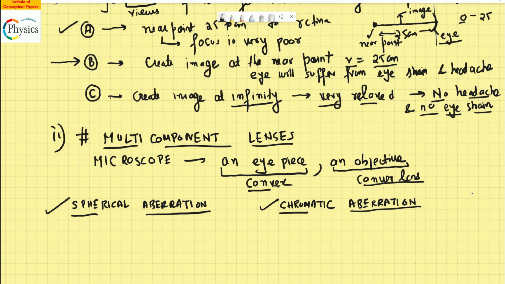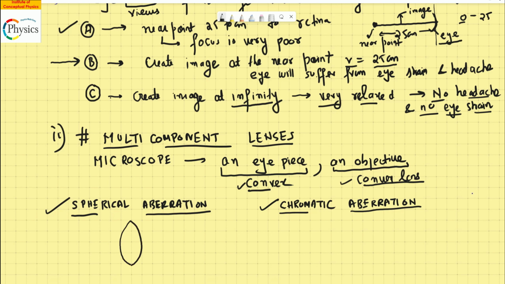In order to correct spherical aberration and chromatic aberration, the physicists, scientists or manufacturers started using different types of lenses along with the convex lenses. So what is spherical aberration? Let's understand that. I will not get into details, but you will broadly be able to understand it.